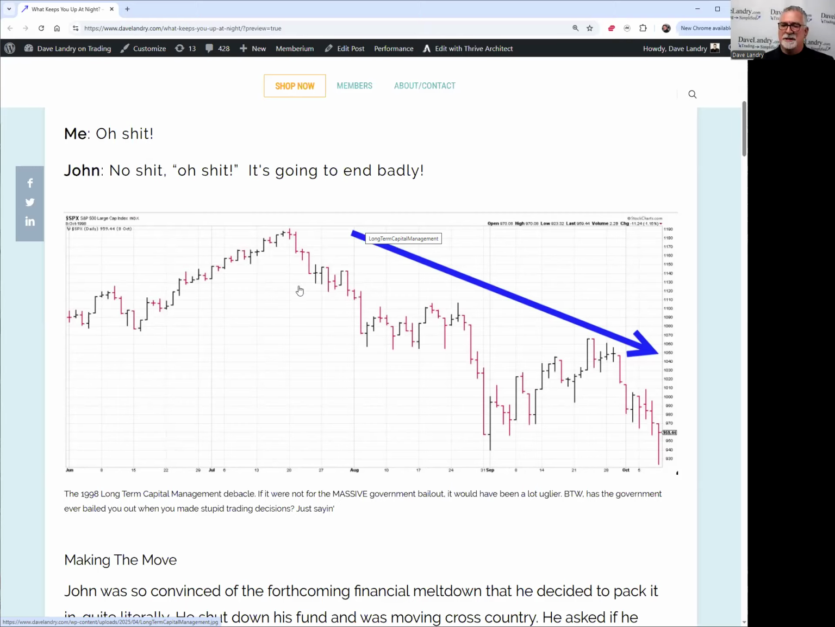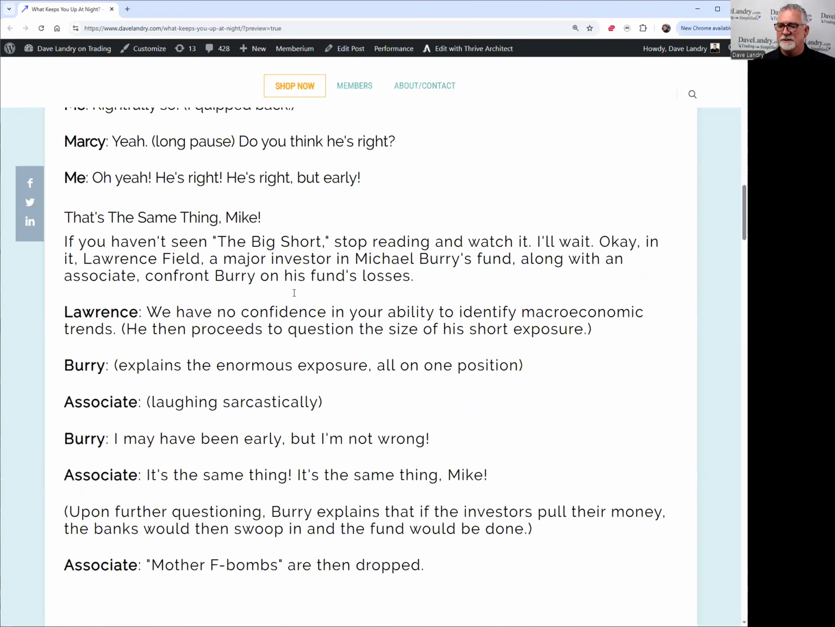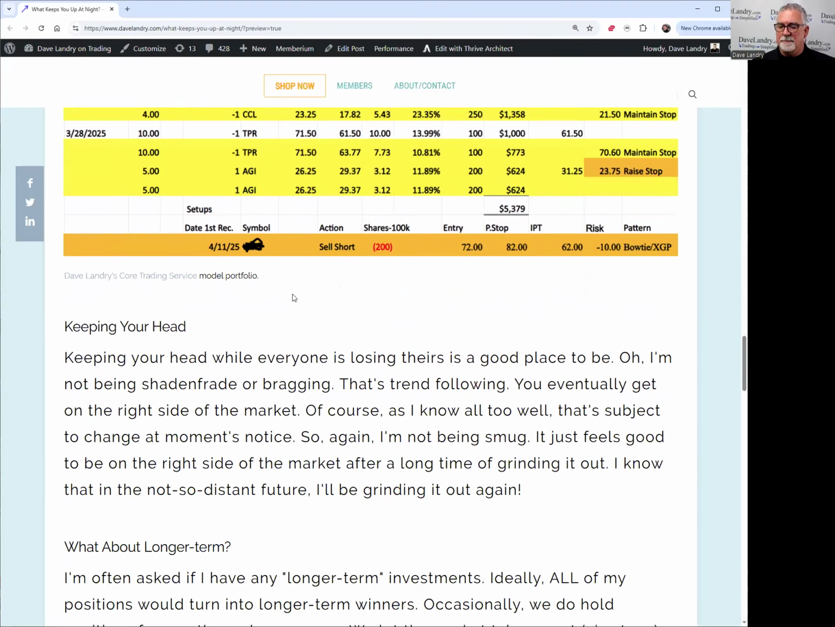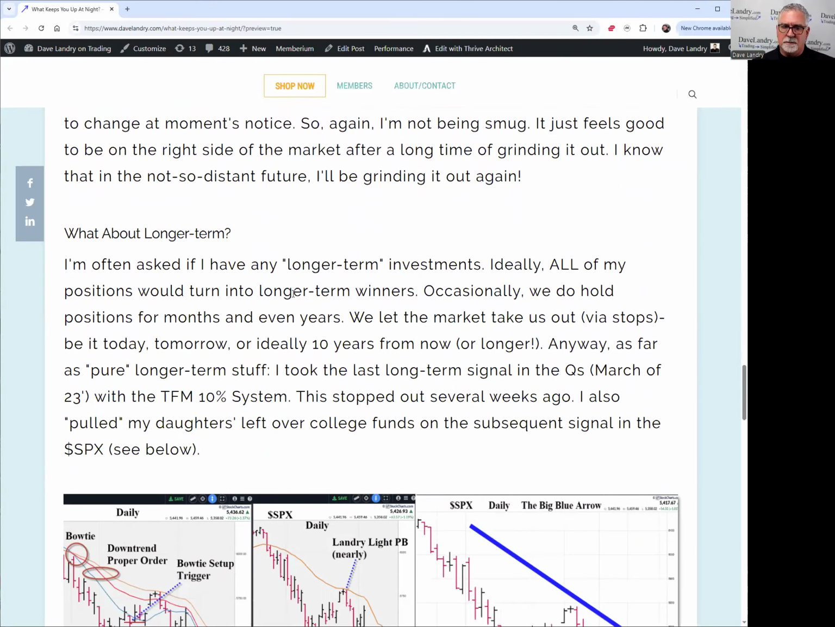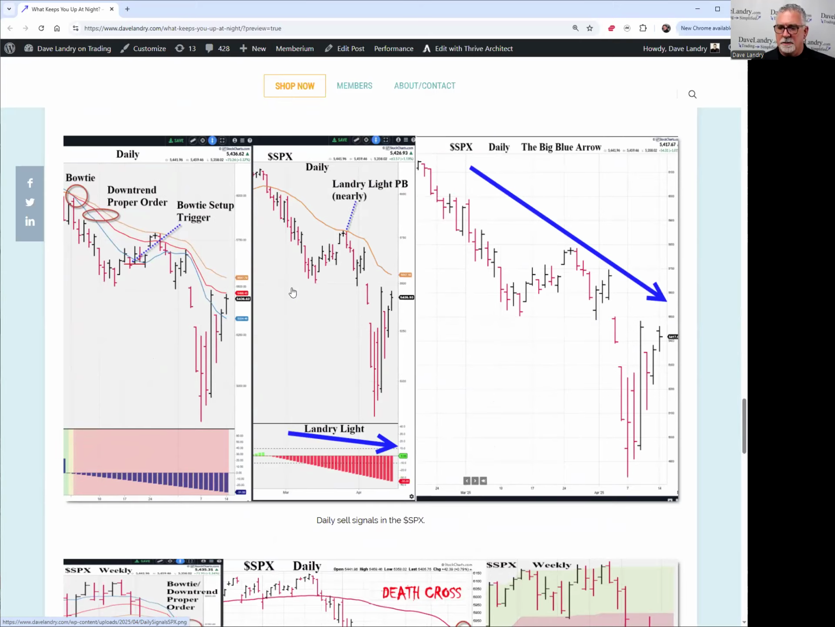But anyway, he was really concerned about a Long-Term Capital Management situation, and that was 12 years ago. And a lot has happened between now and then. And my wife asked me, "Is this guy right?" I said, "Well, he's right, but early." He shut down his fund. He was moving across the country, and he stopped at our house along the way. And we obviously talked about these things further.